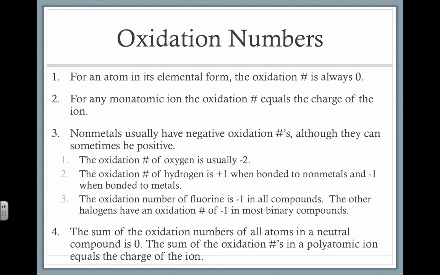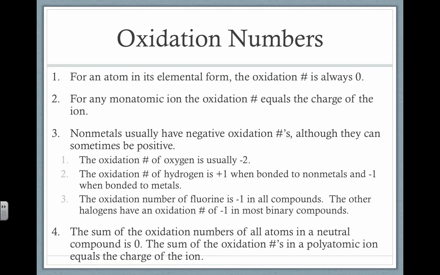Nonmetals usually have negative oxidation numbers, although they can sometimes be positive. Oxygen is almost always -2. Hydrogen is almost always +1, and it can be -1 when it's a hydride or bonded to metals. Fluorine is -1 in all compounds. All halogens are -1. The sum of oxidation numbers for all atoms in a neutral compound is always 0, and for a polyatomic ion, the sum of the oxidation numbers adds up to the charge.